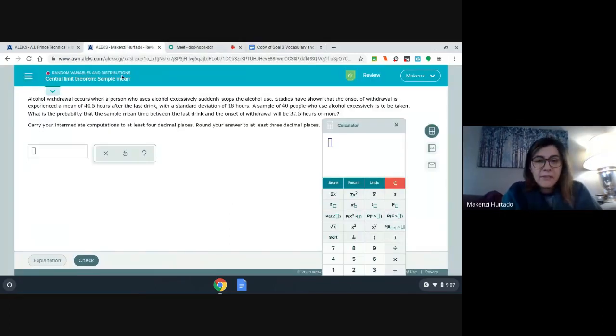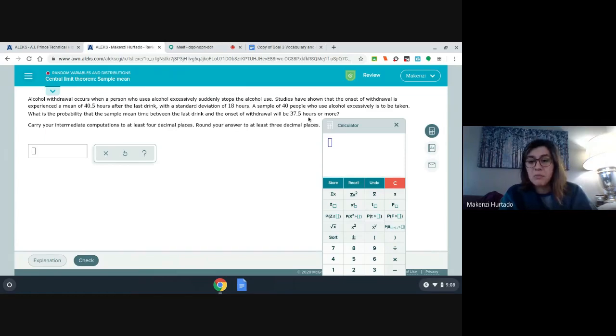So we have alcohol withdrawal occurs when a person who uses alcohol excessively suddenly stops the alcohol use. Studies have shown that the onset of the withdrawal is experienced a mean of 40.5 hours after the last drink. That's our given mean. That's what we expect to happen, with a standard deviation of 18 hours. A sample of 40 people who use alcohol excessively is to be taken. What is the probability that the sample mean between the last drink and the onset of withdrawal will be 37.5 hours or more?